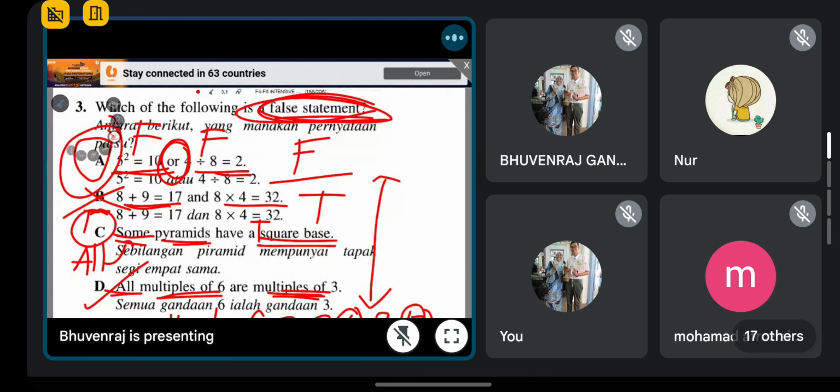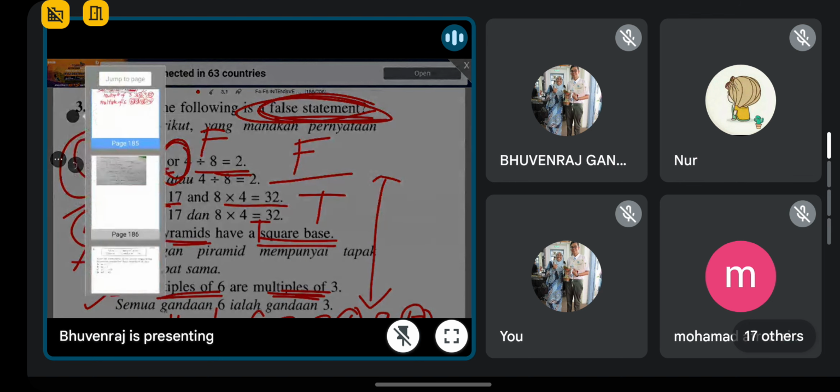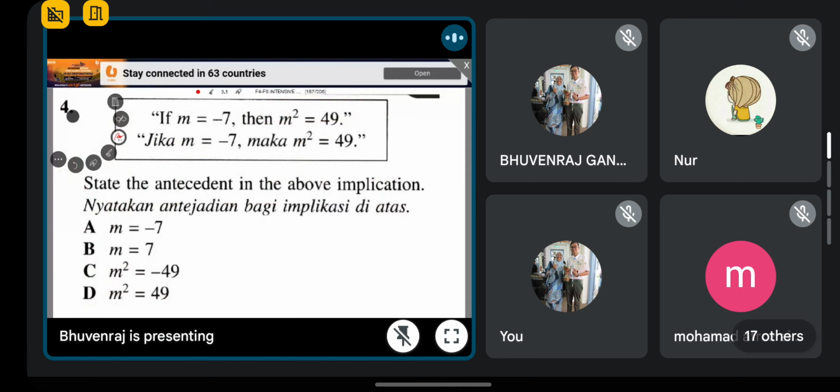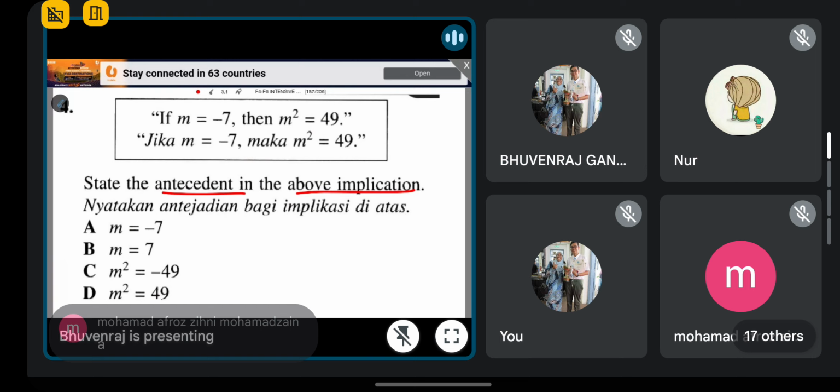Yang salah adalah A. Okay, so we go to the next question. Nanti saya bagi peluang kepada kamu jawab soalan struktur juga. There will be structure question also. Okay, this one easy guys. Fast answer. Cepat.